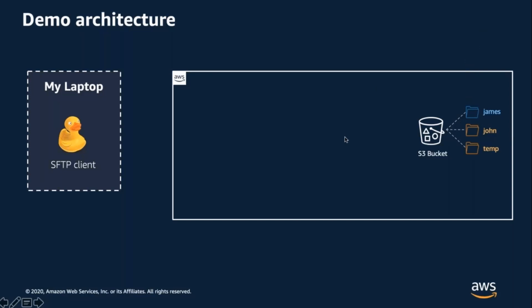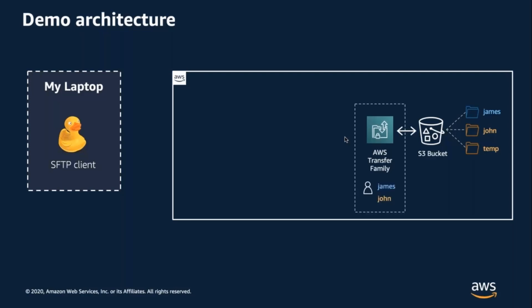And then what I want to do is I'm going to set up AWS Transfer Family so that I can copy data into those folders. And specifically what I'm going to do is I'm going to create 2 users, James and John. Now, James is going to have access to his folder, James. When he logs in, he is only going to see the content of that particular folder. He's not going to see the other folders.